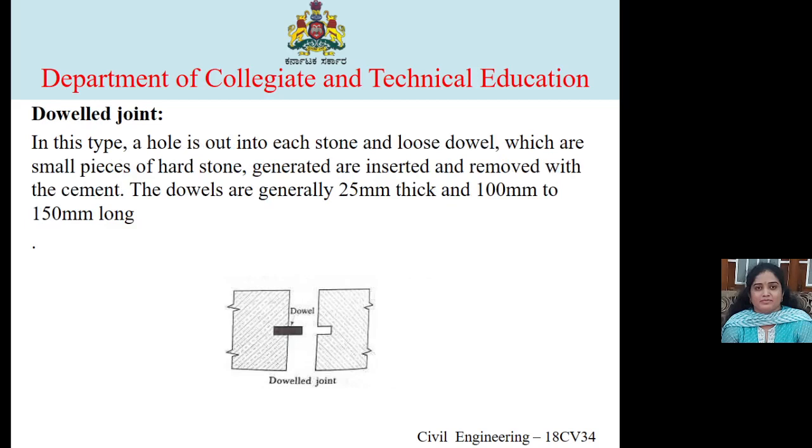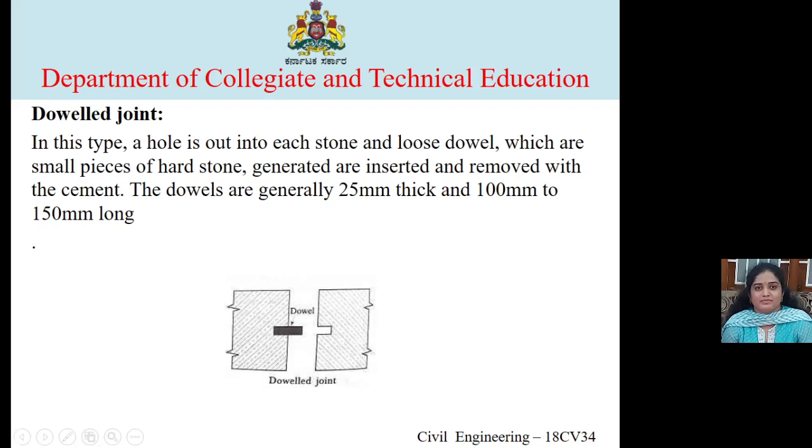And the next one is the dowel joint. In this type of joint, a hole is cut into each stone and loose dowels, which are small pieces of hard stone, slate, gunmetal, brass, bronze, or copper, are inserted and secured with the cement as shown in the figure. So the dowel joint can be easily used in place of joggle joints.